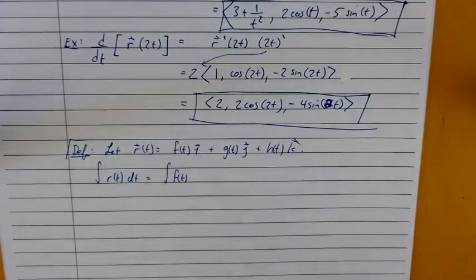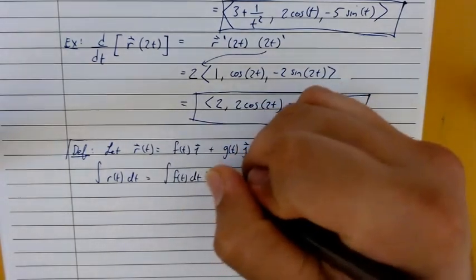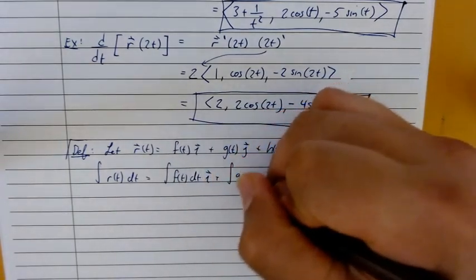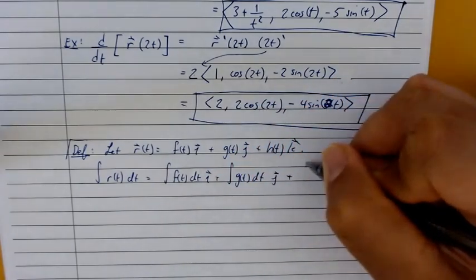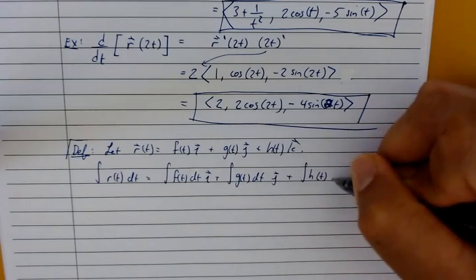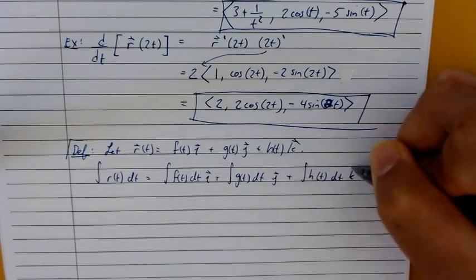This is a vector valued function. So here, the integral of f of t dt i plus the integral of g of t dt j plus the integral of h of t dt k.